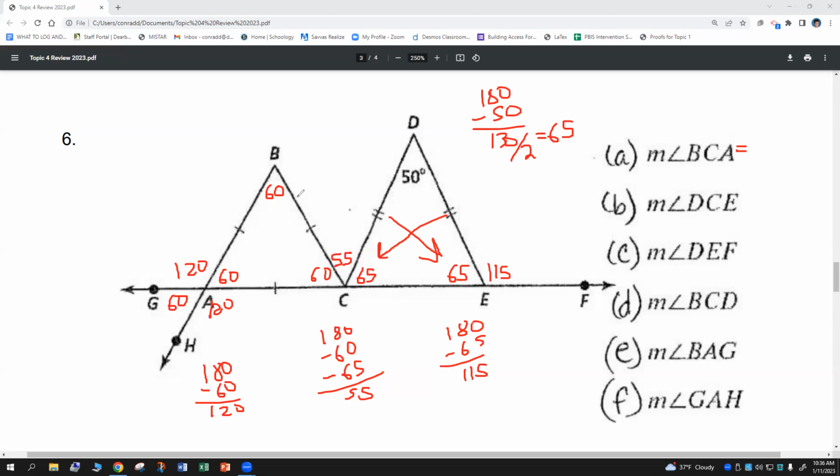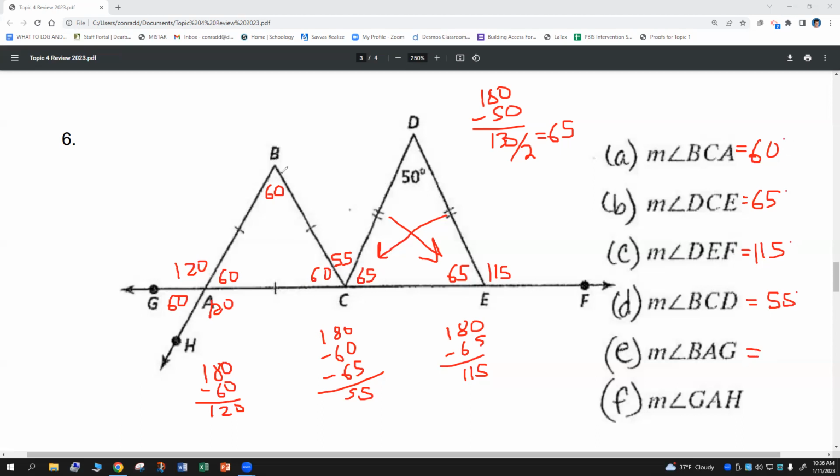Once we fill all the diagram in, we can start answering our questions over here. So BCA is 60 degrees. DCE, that's this angle here, DCE is 65. DEF is 115. BCD is 55 degrees. Right, all should have the degree symbol.